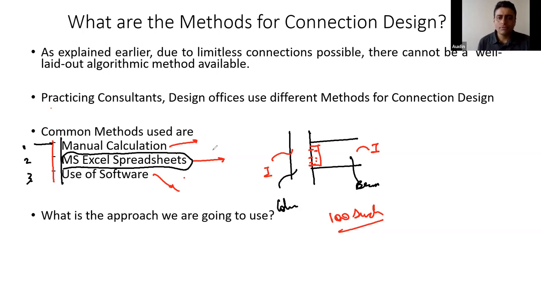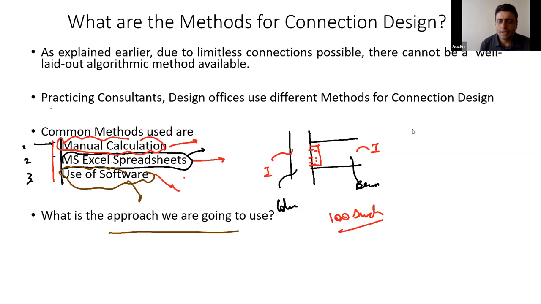So for repeated work, for connection types that are repeated and well understood, we can use Excel spreadsheets. For some connection which you don't use quite often or don't come across quite often, you may have to rely on manual calculations, and you may have to rely on some software for understanding the behavior and for getting some initial results. So it depends on the type of connection that you are doing, which approach you will follow.